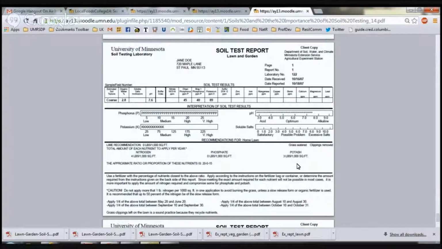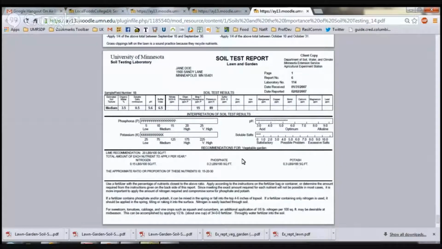The next one is more for a garden. So we have 3.5% organic matter. There's a soluble salts number there, 0.5, which is low. pH, 5.6, so that's acidic. It's got a buffer pH. So based on this pH, there's a chart that you can use to determine how much lime you would need to add. And so if we look down at the lime recommendations, 20 pounds per 100 square feet.